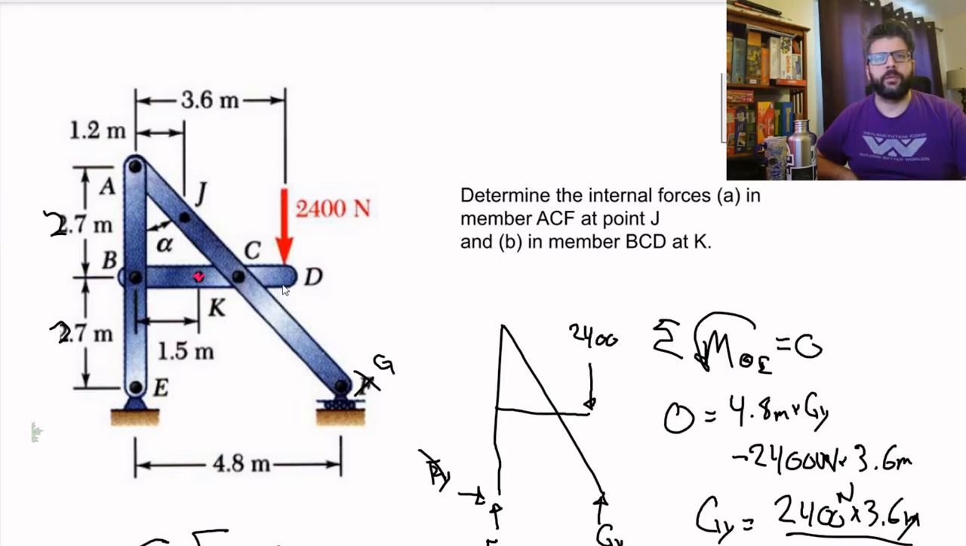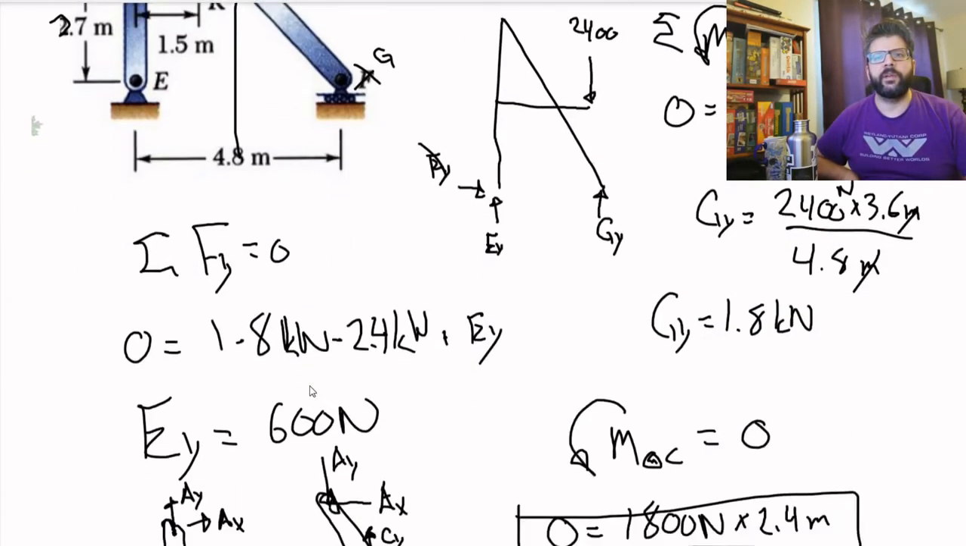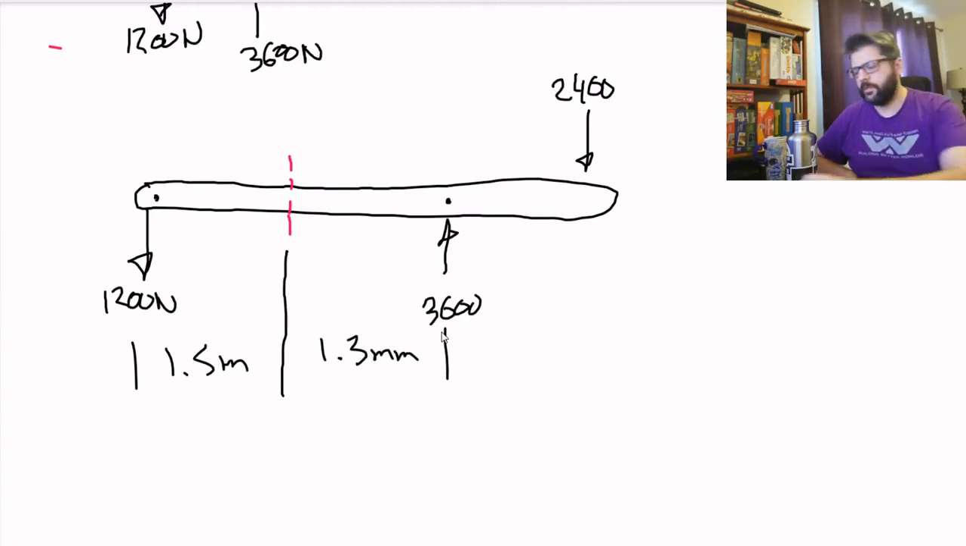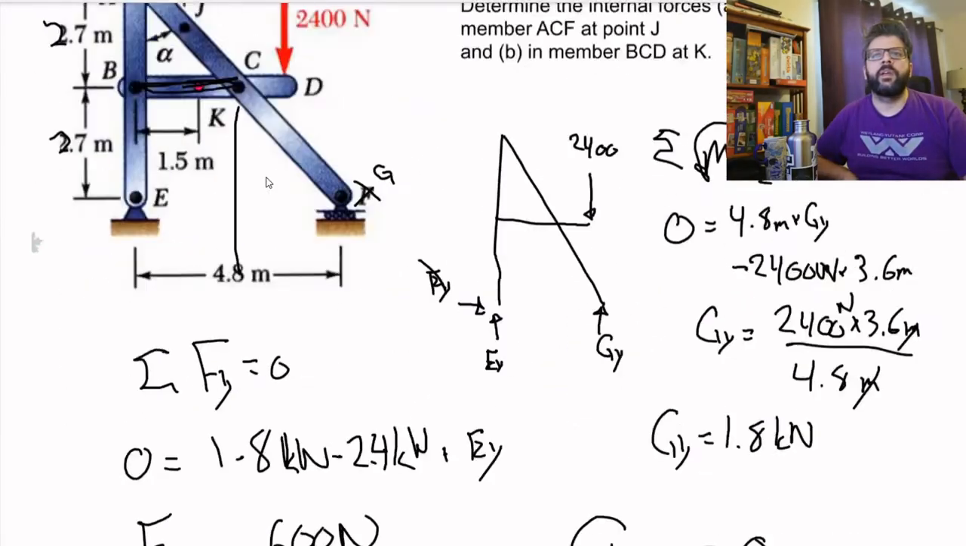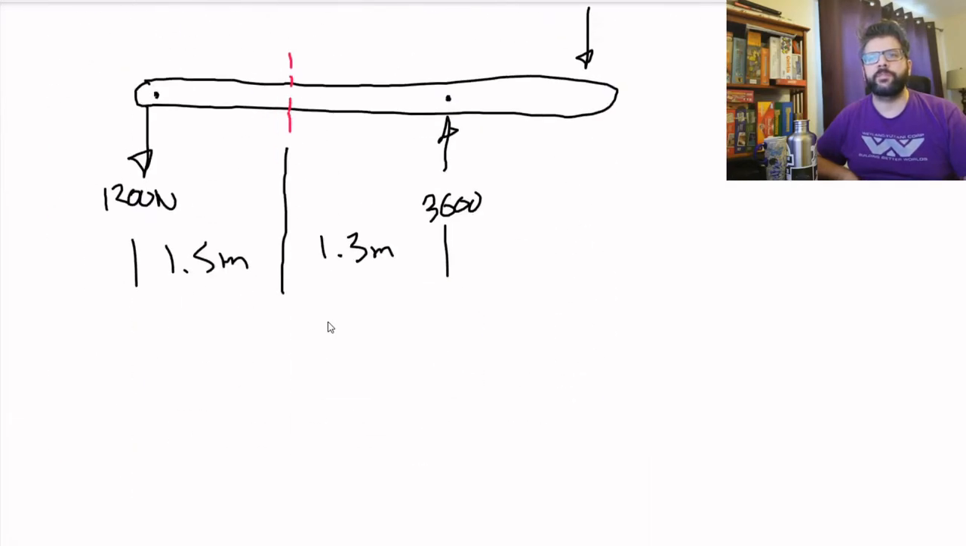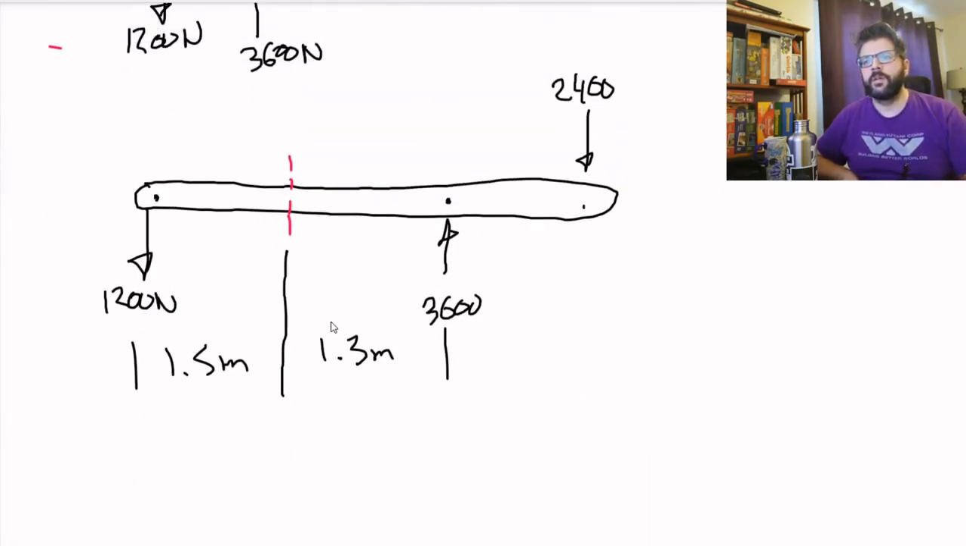How far is C? Oh, yeah, C was 2.8 meters. 2.8 meters from there to there because it was halfway there. So 2.8 meters minus 1.5 means that this is 1.3 meters. Not millimeters. Why did I do that? And then from here to here is an additional 1.2 meters. 1.2 meters.